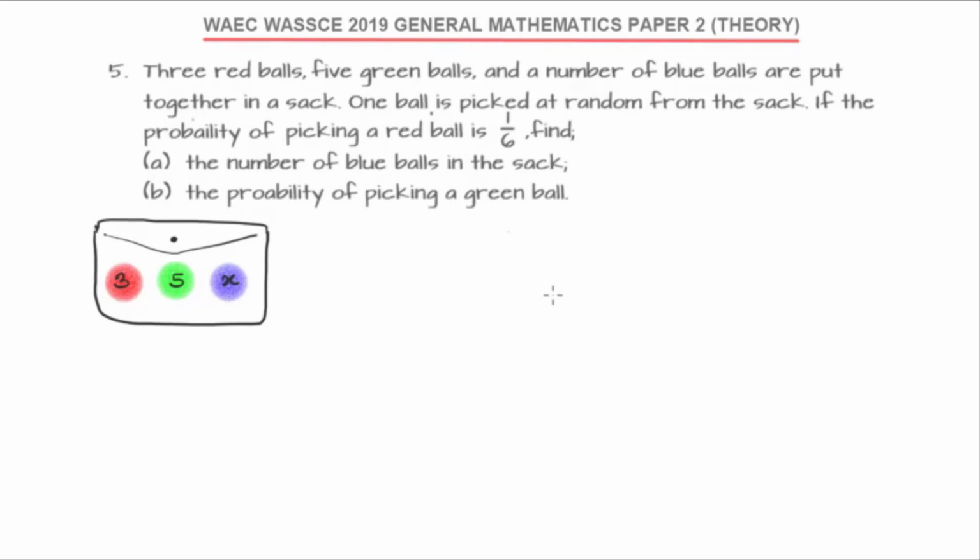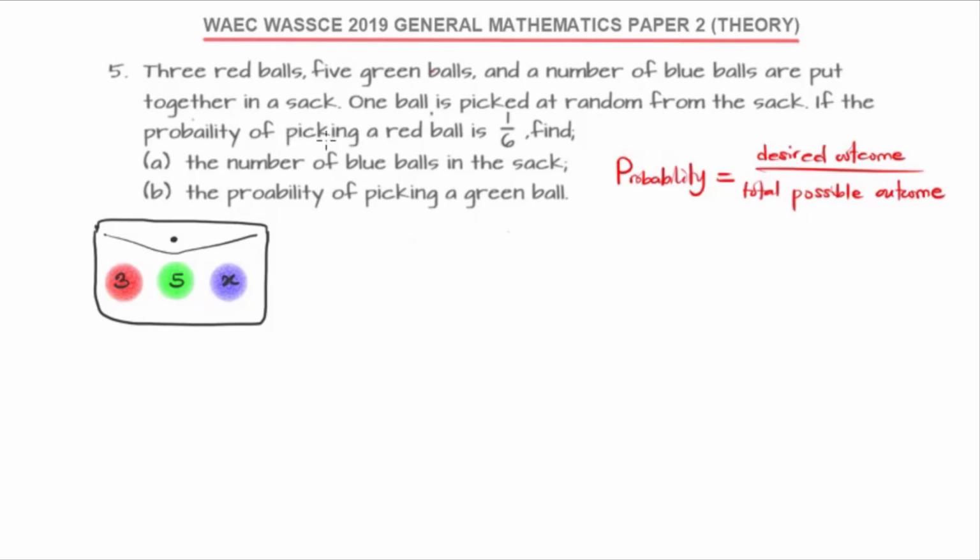This is a question in probability, and interpreting this question will help us to solve it, because it's not as tough as you might think if you are really looking at it. Now, from the statement that the probability of picking a red ball is 1 over 6, what is the meaning of that? From the definition, probability generally is defined as our desired outcome divided by all the total possible outcomes that can come out of whatever it is that we are doing.